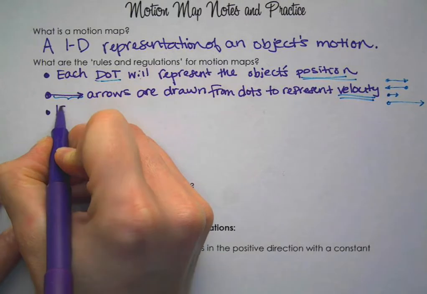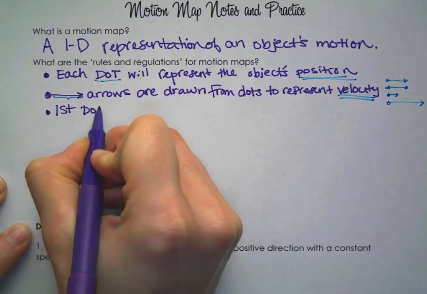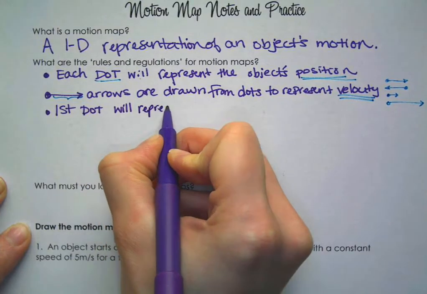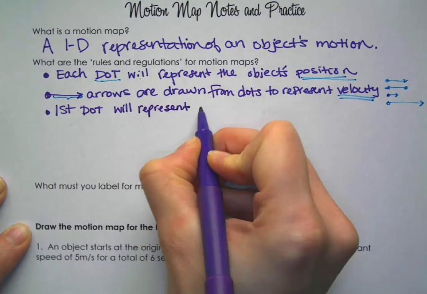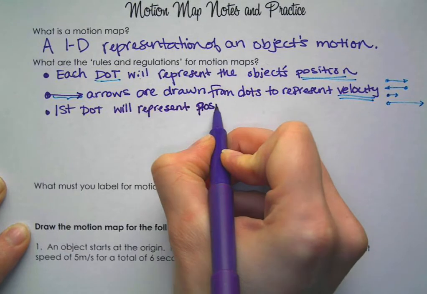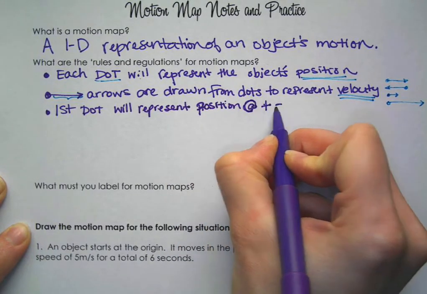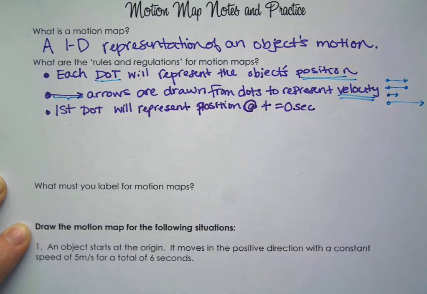The first dot for us will represent the position at a time of 0 seconds. So kind of just our starting motion. It's synonymous to the y-intercept on a position time graph. But we want to really make sure we know what we're talking about when we're looking at these.